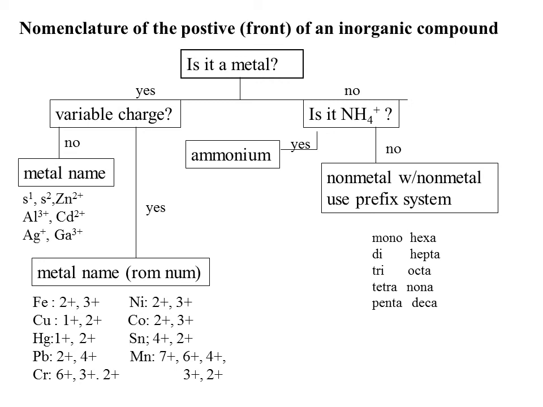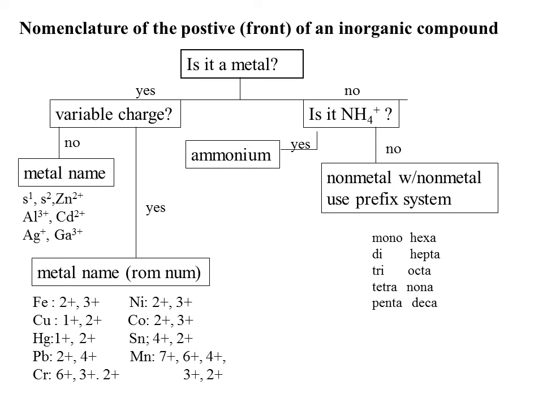Now, we've gone over a lot of nomenclature and it can get very confusing, so I've put together a decision tree that helps you figure out how to sort through this nomenclature. When you go to name the front of a compound, the first thing you'll want to ask is, is it a metal? If yes, then decide, does it have variable charge or does it have only a single charge all the time? If it's only a single charge, then you just use the metal name. If it can have more than one charge, then you'll put the charge in Roman numerals.